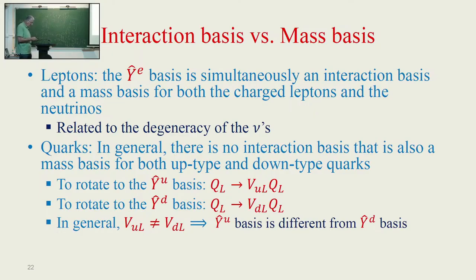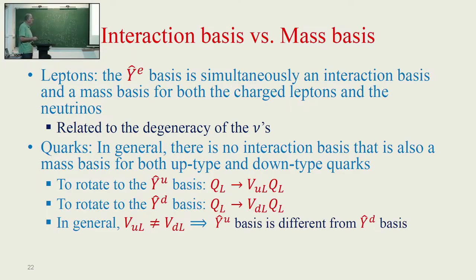For quarks, this is not the case. To transit from an arbitrary basis, from which we started, to the mass basis of the up quarks, there was this transformation of the left-handed quark triplet, something with a matrix VU left. To get from that original basis to the basis where the down quarks are the mass eigenstate, there is a different transformation of the Q left. So we go to a different basis.